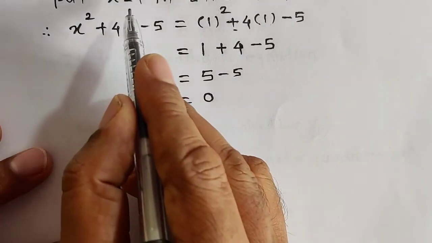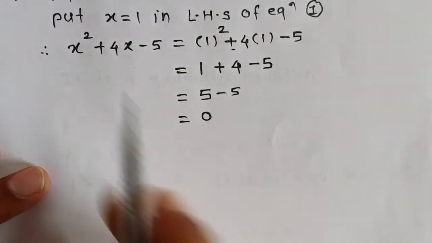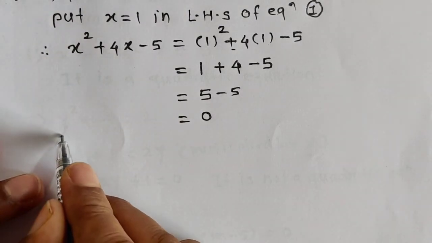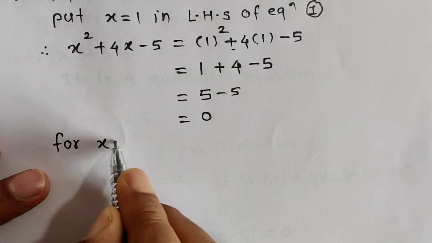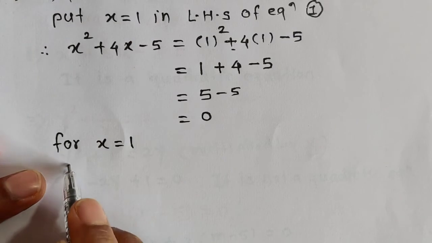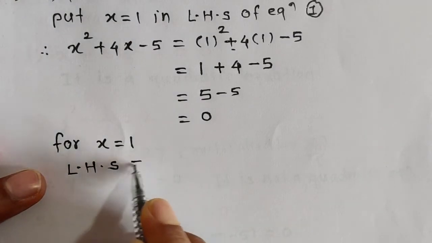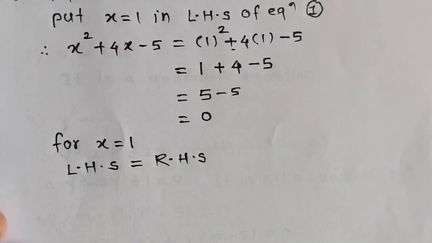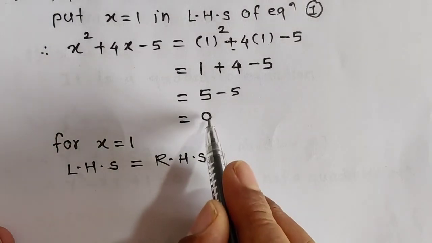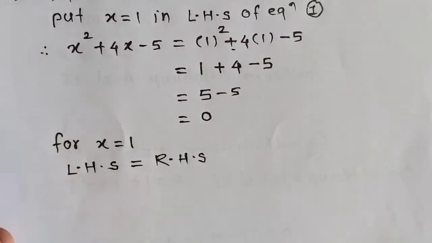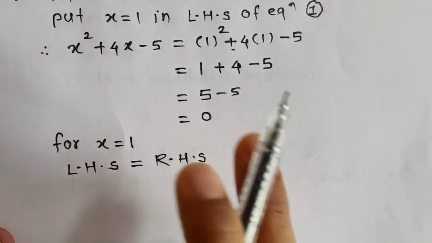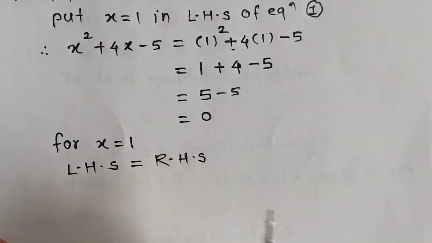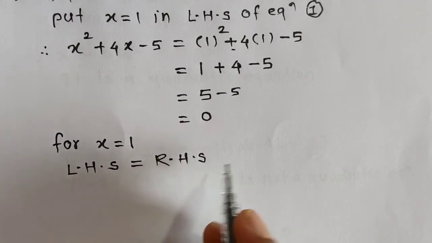So what is our conclusion? If we substitute x is equal to 1 in the given equation, then the left hand side is equal to right hand side. So what is our conclusion? For x is equal to 1, LHS is equal to RHS. LHS means left hand side and is equal to RHS means right hand side, because right hand side is 0. If the value is 0, then it is the root. If this value comes 0, then it is a root. If other than 0 comes, then it is not the root. That is the simple trick. So left hand side and right hand side become equal.